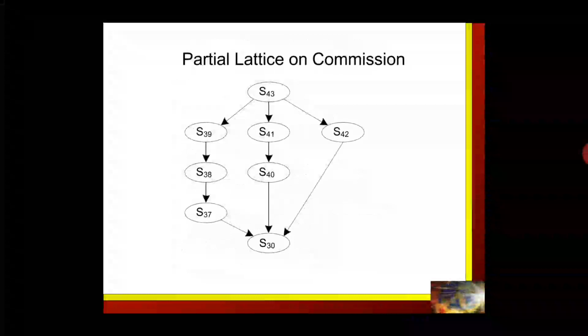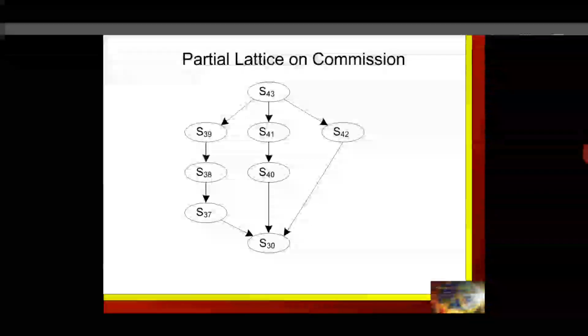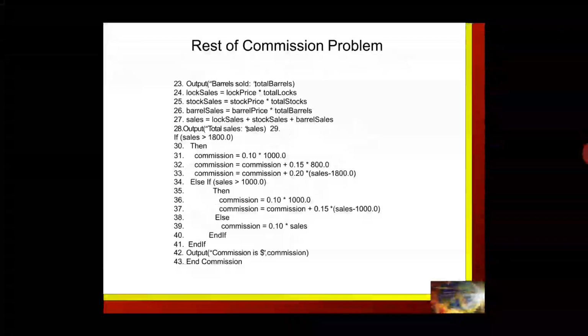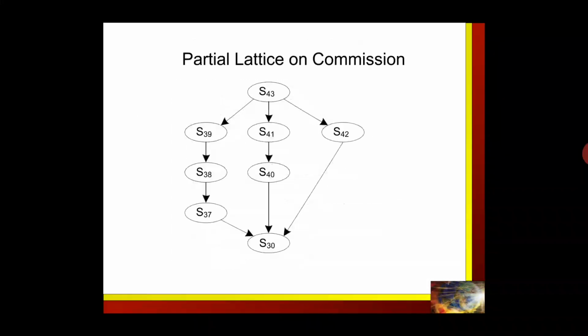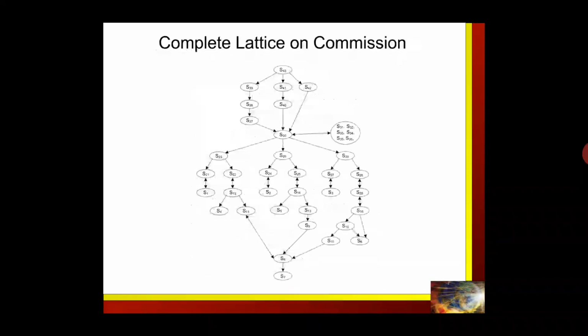If we again break 39 into slices, under 39 we have 38. In the else path of 39, 38 is there; there is no other path. Under 38, 37 will come, right? 37 is where we actually use that. So 41 also uses 40, and 42 uses 30. Finally all will come to S30. What is S30? S30 is nothing but the starting point of the commission problem, where commission is equal to 0.10 into 1000. In this way we are building the commission problem, I mean the different parts, the whole parts of the complete lattice of commission.